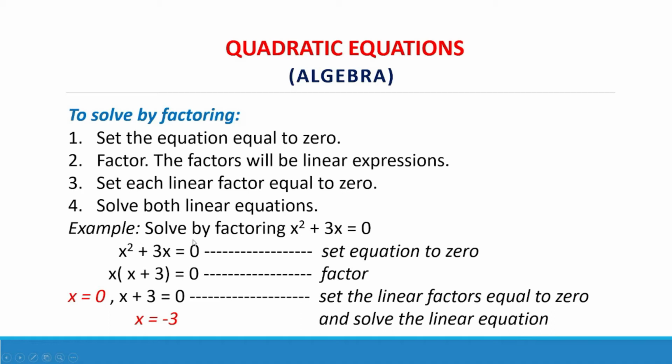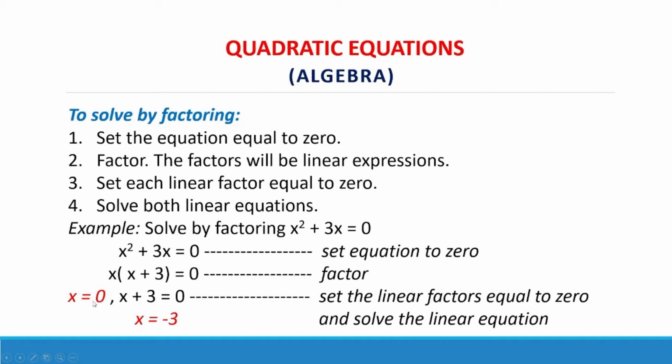For example, solve by factoring x squared plus 3x equals 0. Set the equation to 0, factor out x, and the remaining factor is x plus 3. These are the factors. Set the linear factors equal to 0 and solve the linear equations. The first linear equation is x equals 0, and the other is x plus 3, which we equate to 0.